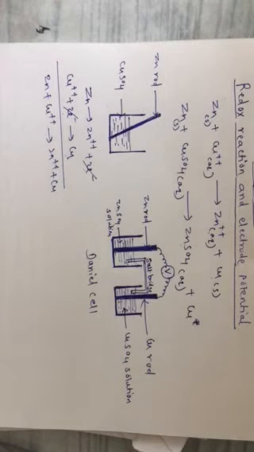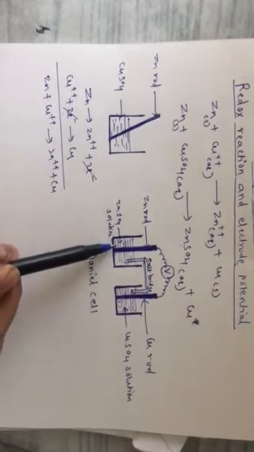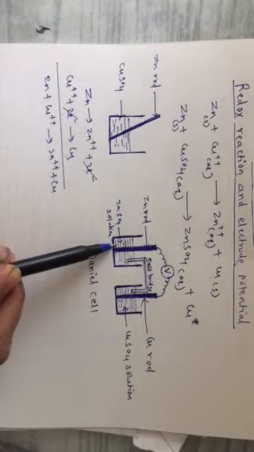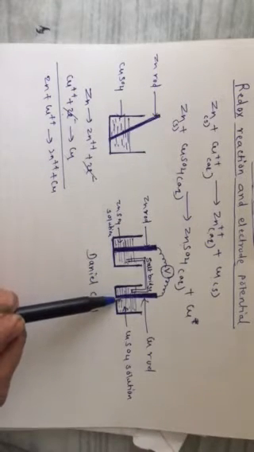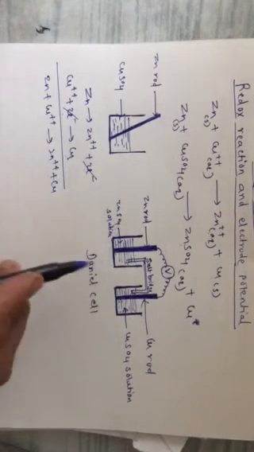But when the zinc half cell and copper half cell are connected with each other, as zinc has more tendency to give electrons, oxidation takes place in this half cell, and in the other half cell, where the copper rod is dipped in copper sulfate solution, reduction takes place. So which reaction will occur?